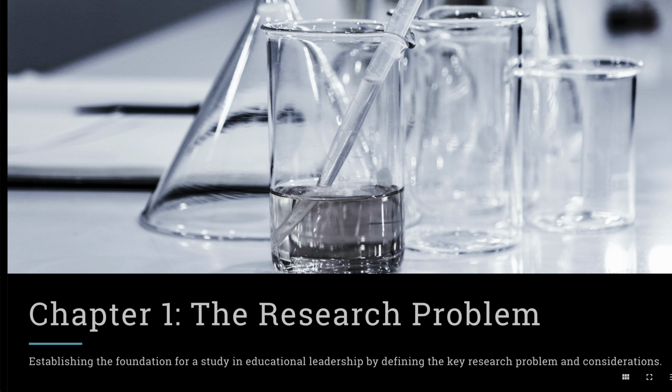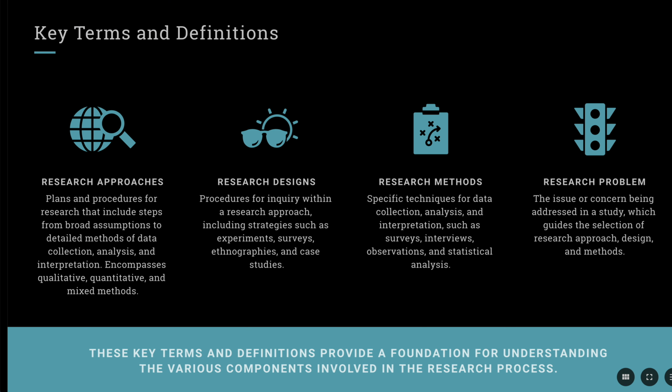So the two big components that we are going to be working on will be the research questions and the research problem and the components that it takes to be able to do those two things. So first we kind of need to define some of these key ideas. And so a research approach is the plan and procedures for research that include steps from your assumptions to being as specific as the data collection, analysis, and interpretation that you're going to use. This would encompass either your qualitative, your quantitative, or your mixed methods.